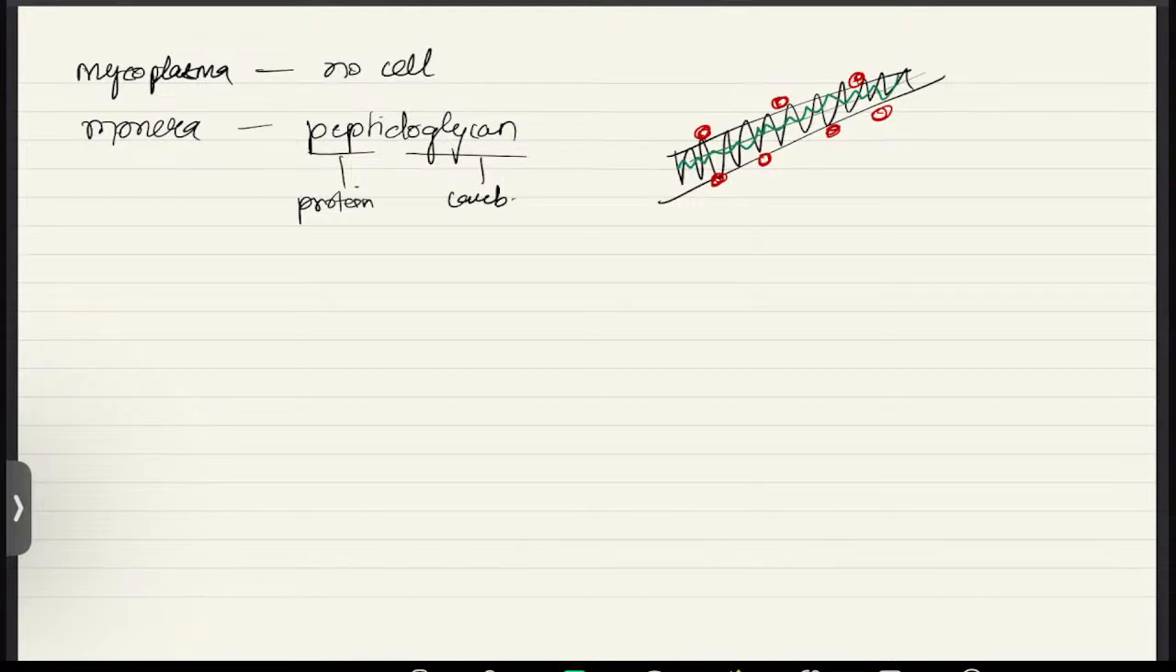That is how a Moneran cell wall is designed. Right. So we move on to question number 2. Question number 1 is done. The next question asks, what do you mean by nucleosome and how many base pairs are there in a nucleosome?